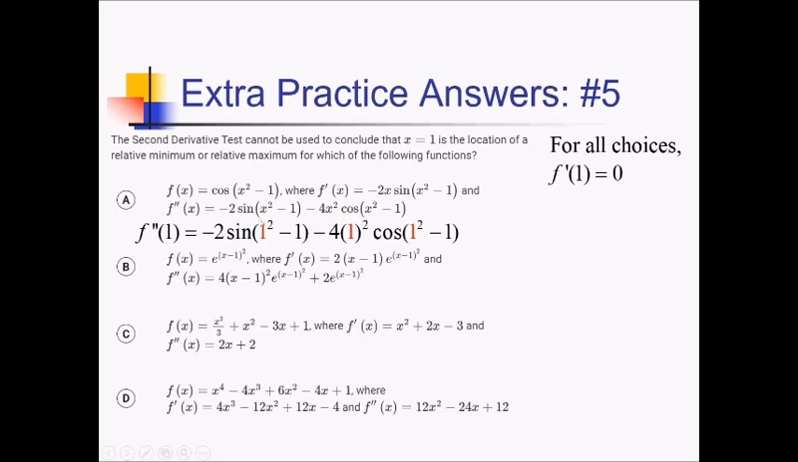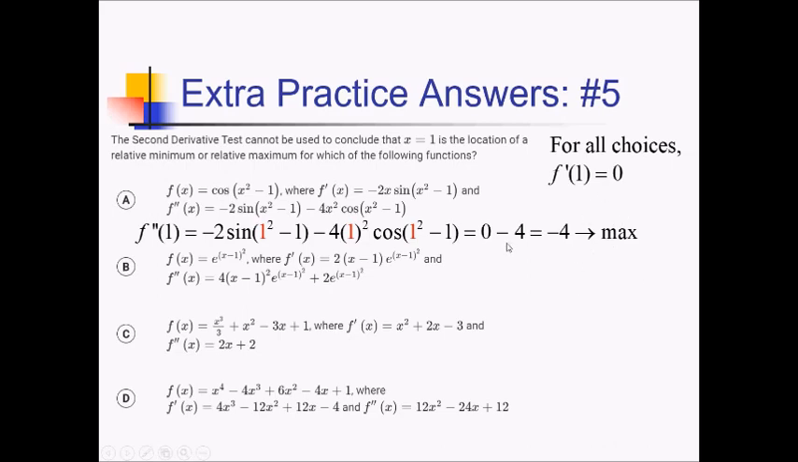So let's see here. We've got 1 squared minus 1, which is 0. Sine of all that is going to be 0. So we've got 0 for that first term. For this next term, this is cosine of 0, which is 1, times negative 4 gives us a negative 4. So then, because this is a negative number, that shows that we have a max by the second derivative test, because if you're concave down, you're at the top of the frown. So that's a relative max.